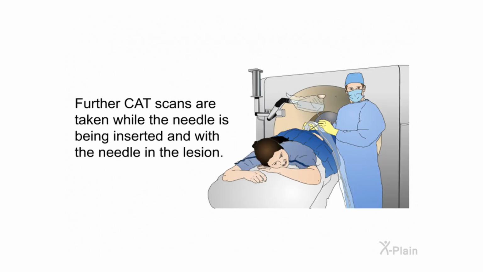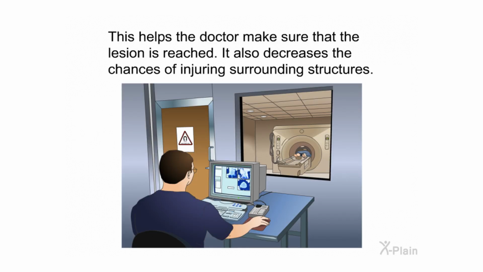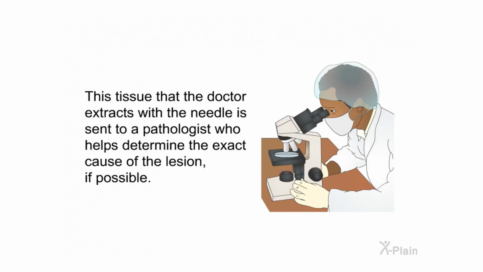Further CAT scans are taken while the needle is being inserted and with the needle in the lesion. This helps the doctor make sure that the lesion is reached. It also decreases the chances of injuring surrounding structures. This tissue that the doctor extracts with the needle is sent to a pathologist who helps determine the exact cause of the lesion, if possible.